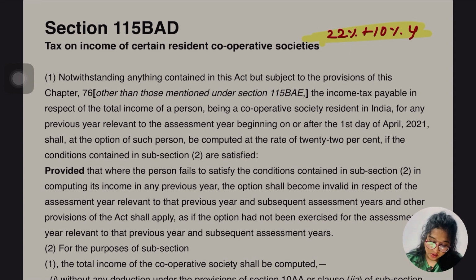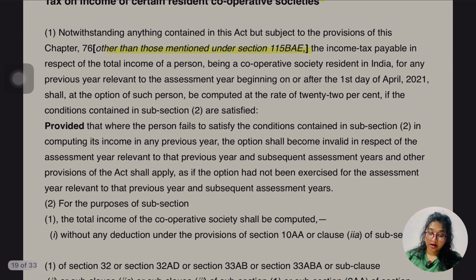Notwithstanding anything contained in the Act but subject to the provisions of this section, Chapter 76, other than those mentioned under section 115BAE, which means there is one more section, and that section is also related to cooperative society. The income tax payable in respect of the total income of a person being a cooperative society resident in India for any previous year relevant to the assessment year beginning on or after 1st April 2021.